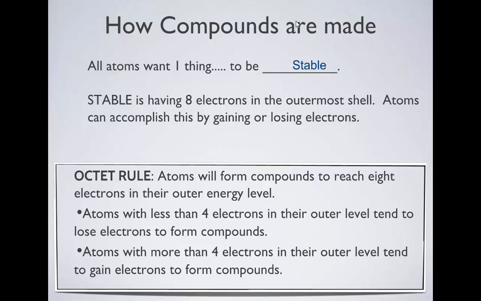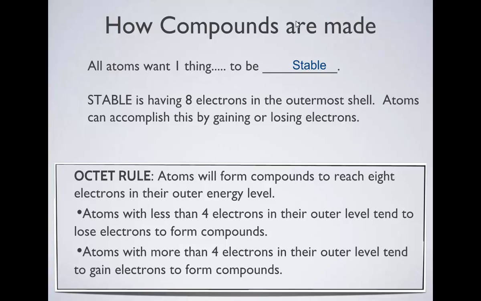The atoms that have less than 4 electrons in their outer level tend to lose electrons, so that the next shell in is full. Atoms that have more than 4 electrons typically will gain electrons to get to 8. And then there are some atoms that have 4. They can either gain electrons to get to 8 or lose their outer 4 to get to the full level below.